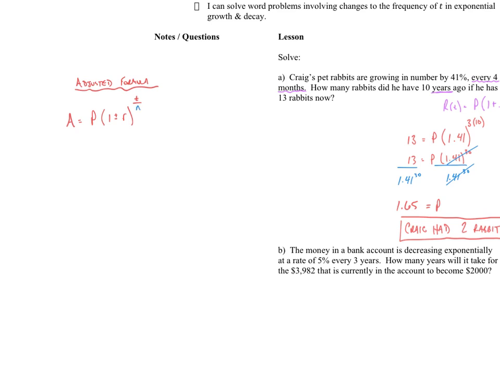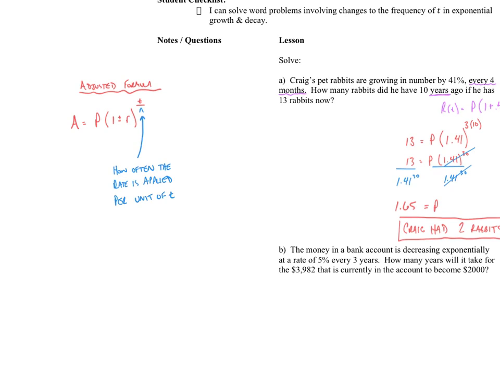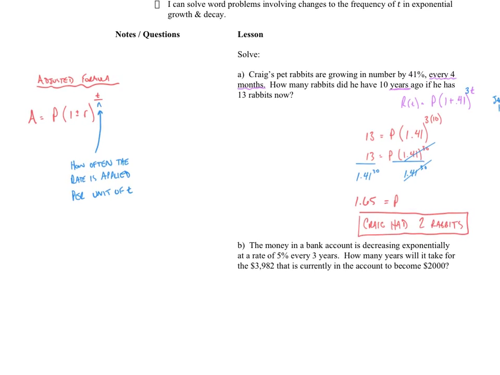And I'm going to explain what n is here in just a second. In this new formula, n is just represented by how often the rate is applied per unit of time. Within the context of that last problem, our n actually was 1/3.